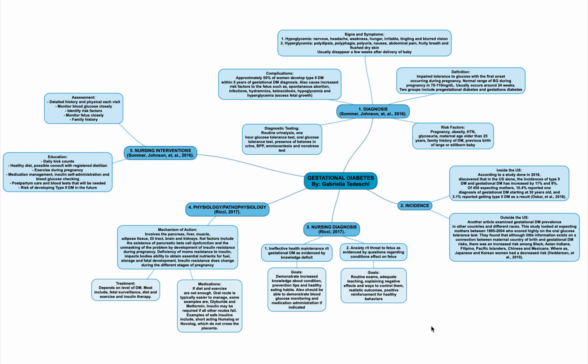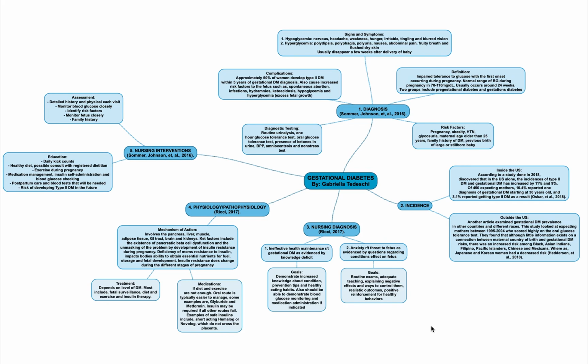So some risk factors. So risk factors include obviously pregnancy, obesity, hypertension, glycosuria, which is an excess sugar in the urine, a maternal age older than 25, family history of diabetes, and a previous birth of a large baby or a stillborn baby.